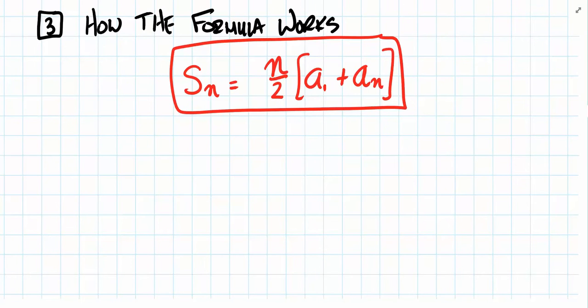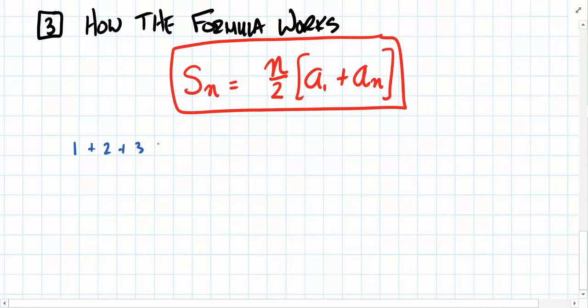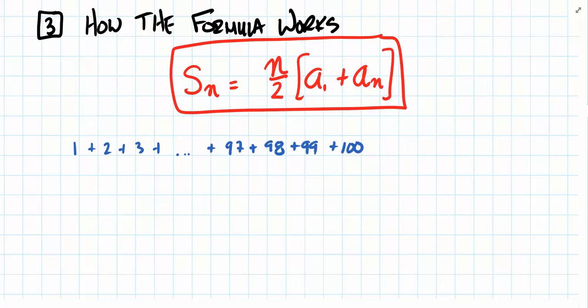Okay, let's talk about how the formula works. I do think it's important to talk about this. Let's say I wanted to add up the numbers from 1 to 100. 1 plus 2 plus 3 plus, and so on, all the way to 97 plus 98 plus 99 plus 100. Let's say I wanted to add these all up. Right now, how much do you think this is? Take a guess. Now that you have your guess, let's try and figure it out.